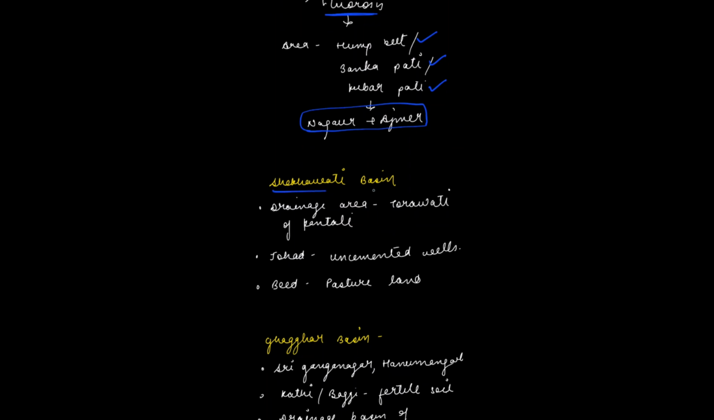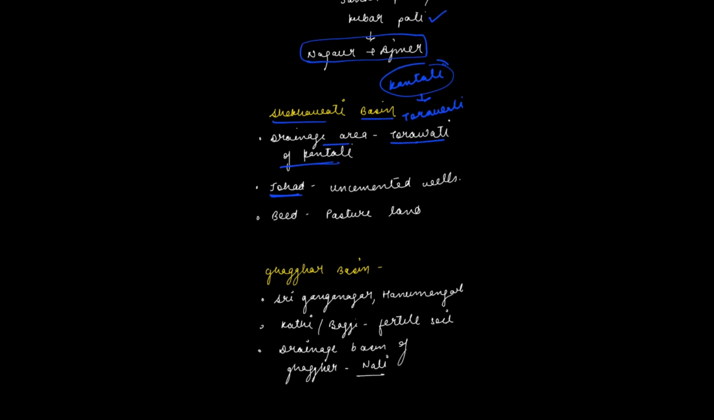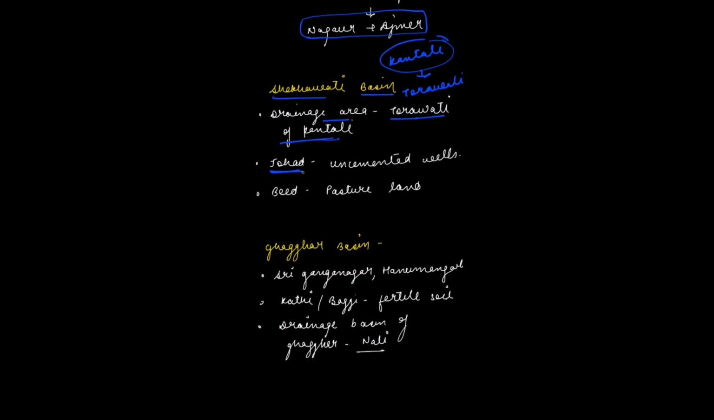Then we have the Shekhawati Basin. In this region we have a major river, that is Kantli, and the drainage of Kantli is termed as Torawati. Then we have Johad. What are Johad? Johad are the uncemented or raw wells, we can say, and the monsoon water is stored in them. Then we have Beed. Beed are pasture lands which are used by animals.